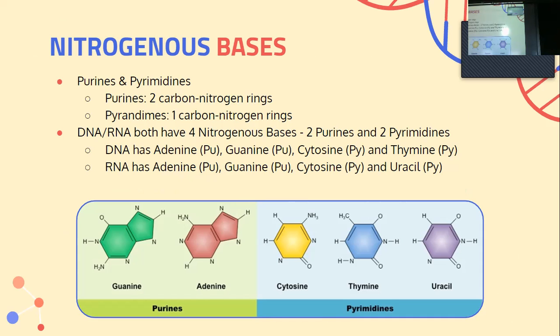The nitrogenous bases are purines and pyrimidines, I think. Purines have 2 carbon-nitrogen rings, and pyrimidines have 1 carbon-nitrogen ring. DNA and RNA both have 4 nitrogenous bases, 2 purines and 2 pyrimidines. DNA has adenine, guanine, cytosine, and thymine. RNA has adenine, guanine, cytosine, and uracil.